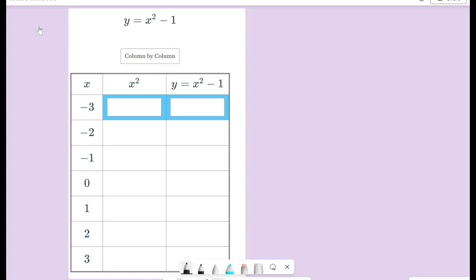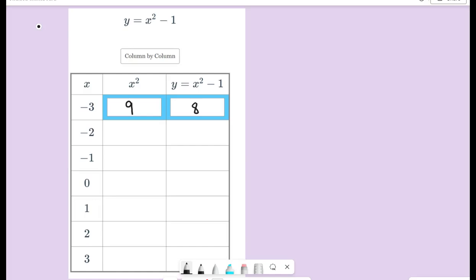Okay, let's do one more together here. And if you're feeling confident and you want to pause me and do this, you can totally do that. But I'm going to start again here. We got negative 3. So x is negative 3, and what is x squared? Well, negative 3 times negative 3 is 9. All right, so then we've got 9 minus 1, so that's clearly 8.